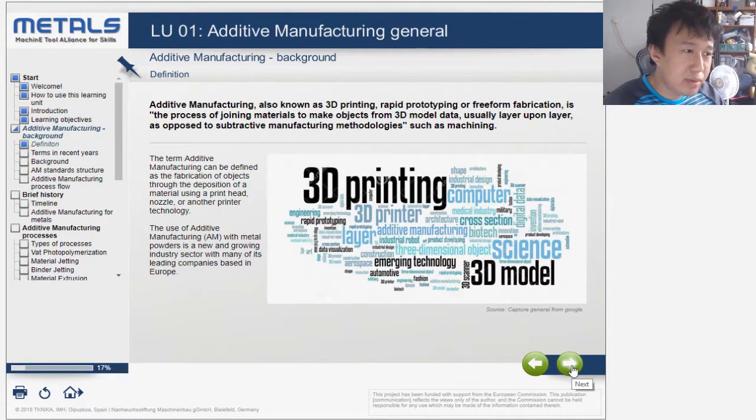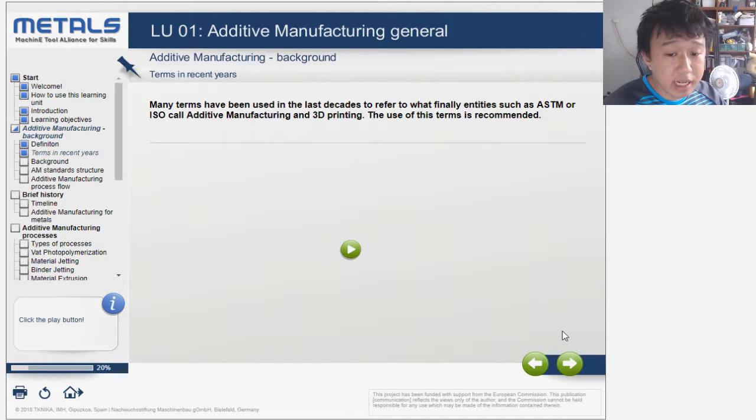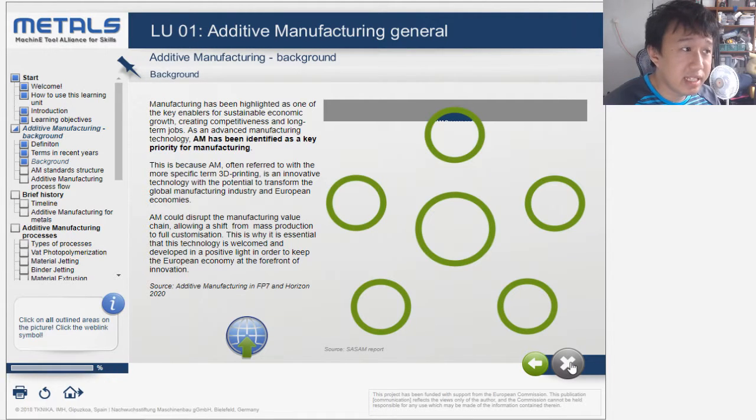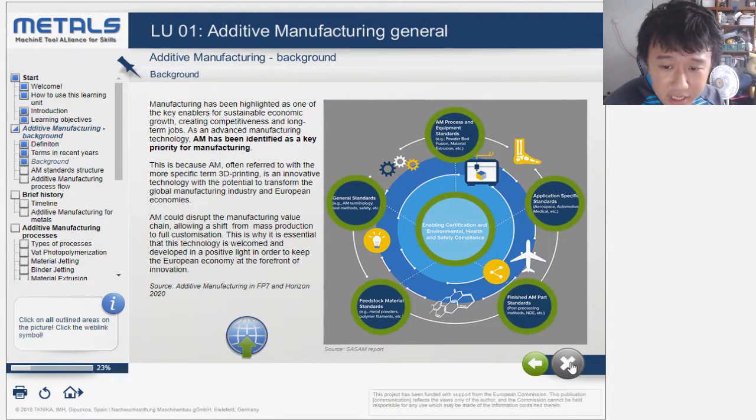Yeah, I think 3D printing has always been a pretty hot topic in the last 5 years. Many terms have been used in the last decades to refer to what entities such as ASTM or ISO finally call additive manufacturing or 3D printing. The use of this term is recommended. I think there's always a confusion between what's additive manufacturing and what's 3D printing. I'd say additive manufacturing is probably the more industrial side of 3D printing, and 3D printing is more like a general term for everything.